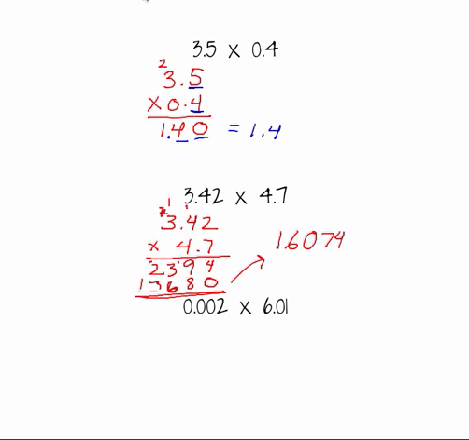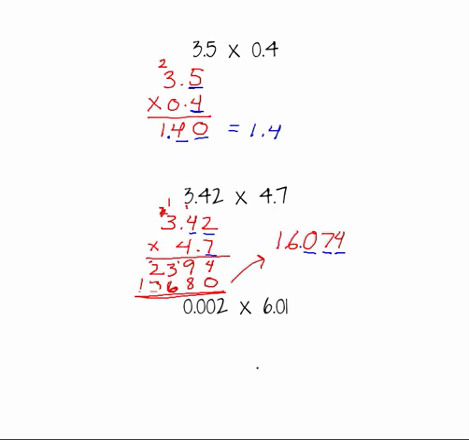How many numbers were to the right of the decimal in the problem? Well, I go through and I underline them and count. 1, 2, 3. Now in my answer, I have to have the same number of digits to the right of the decimal. 1, 2, 3. So my decimal would go right there. And there you have the answer.